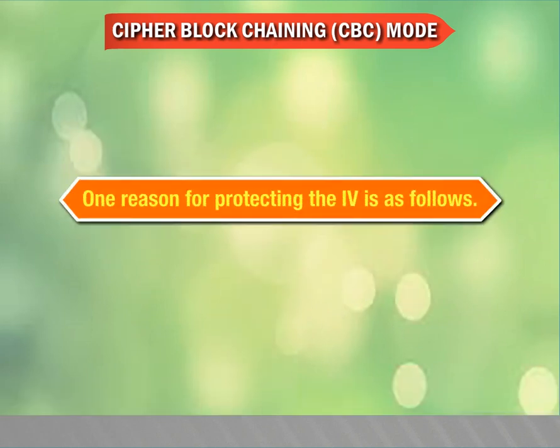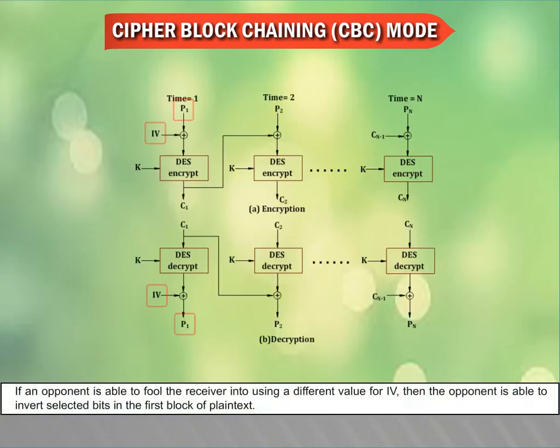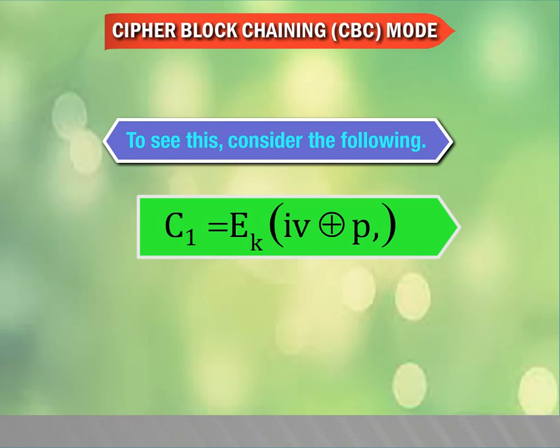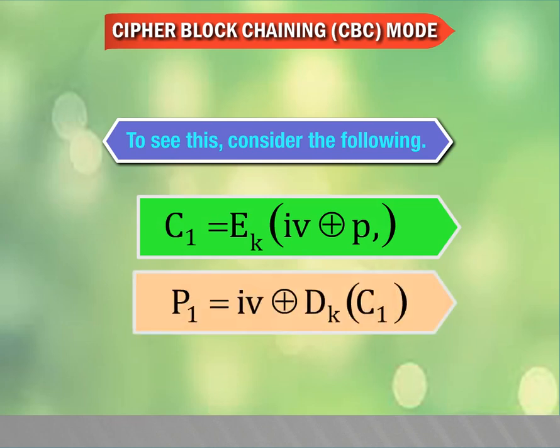One reason for protecting the IV is as follows. If an opponent is able to fool the receiver into using a different value for IV, then the opponent is able to invert selected bits in the first block of plaintext. To see this, consider the following. C1 is equal to Ek of IV XOR P1. P1 is equal to IV XOR Dk of C1.